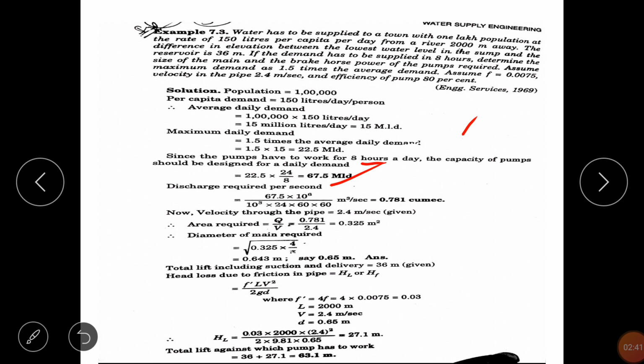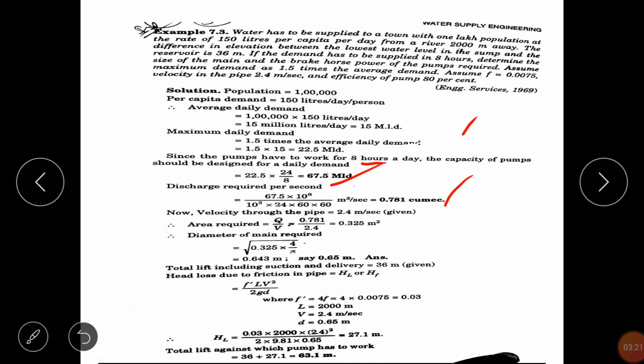Next, discharge required per second, which can be calculated easily. Here we have daily demand of 67.5 MLD. Million means 10 power 6, divided by 1000 into 24 into 60 into 60. This is the conversion for converting liters to meter cube per second. For that we need to divide by 10 power 3 into 24 into 60 into 60. It will convert it to meter cube per second, which we call Qmax.